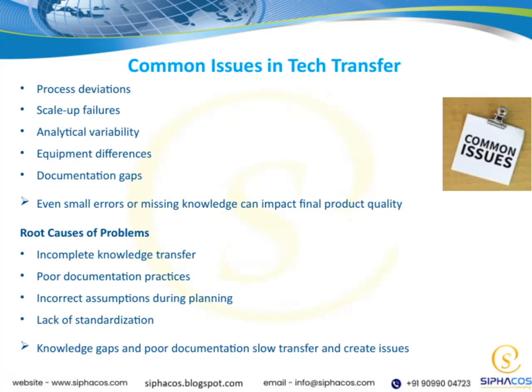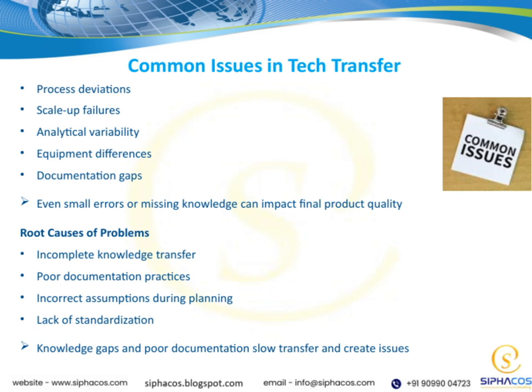Let's talk about some common issues we encounter in tech transfer. One major challenge is process deviations, which happen when the actual process doesn't follow the planned steps, leading to inconsistencies. Scale-up failures are another problem. When moving from small-scale experiments to full production, things can go wrong if not carefully managed.